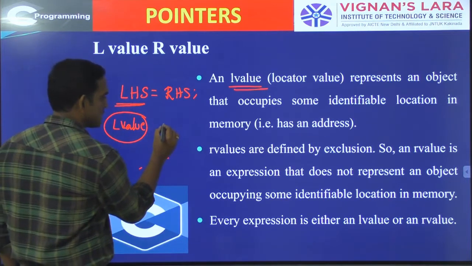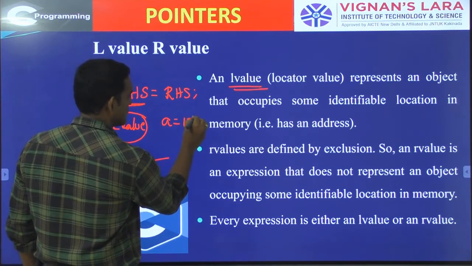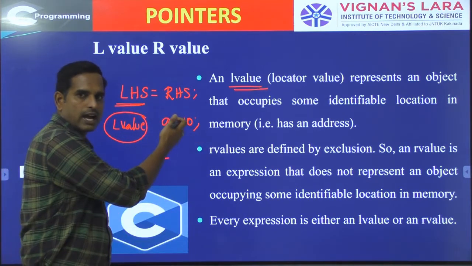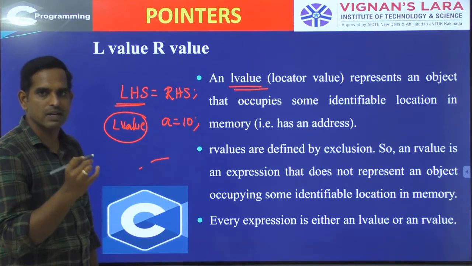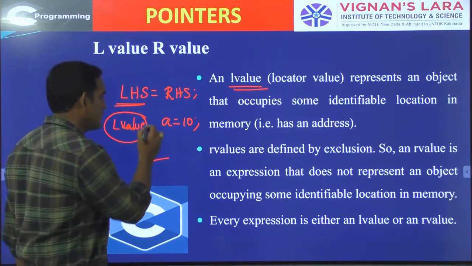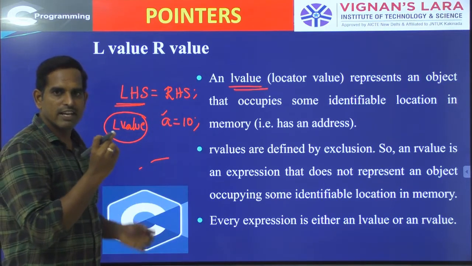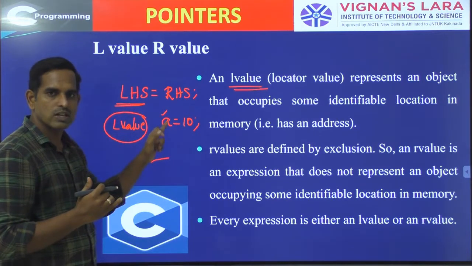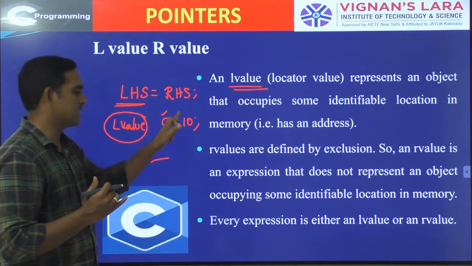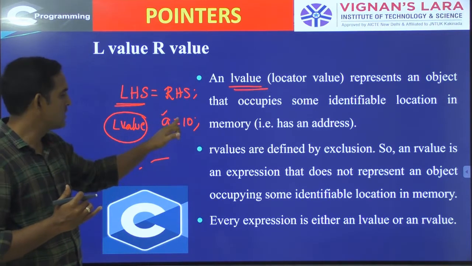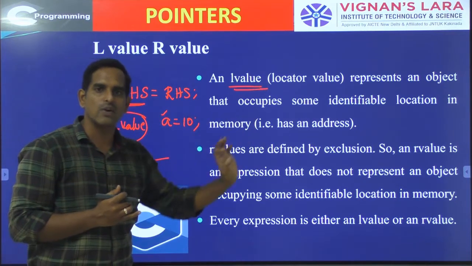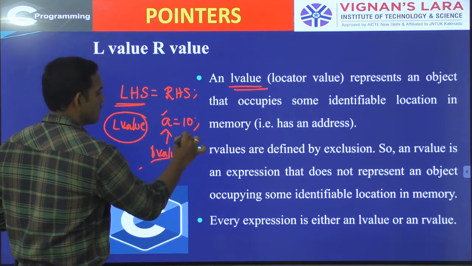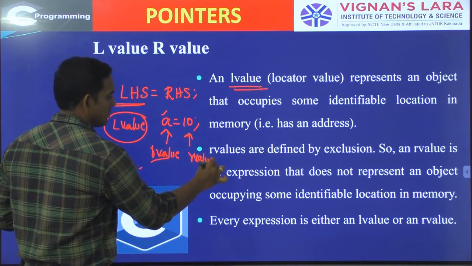For example, if you have a simple statement, A is equal to 10, your 10 will be the R value. Why? Because it doesn't have any memory location. 10 is a simple constant. While A is a variable which has some memory location and it is receiving some data. So this A is usually the L value expression, but 10 is not an L value expression because it doesn't occupy any memory. So it is an R value expression. In this simple expression, this will be the L value and this will be the R value.